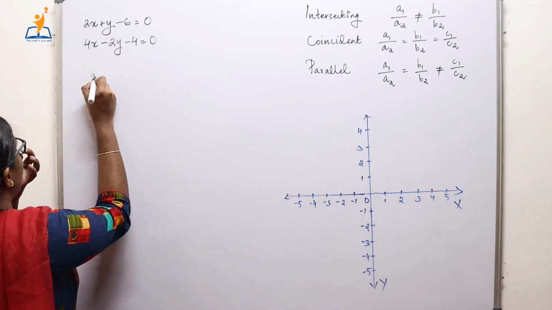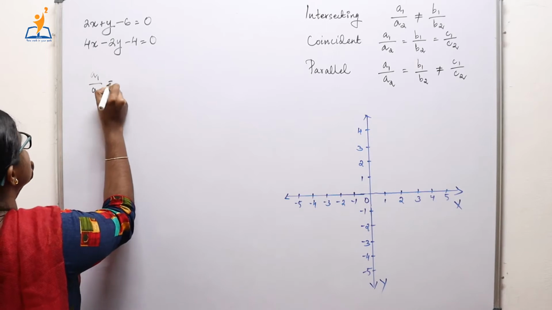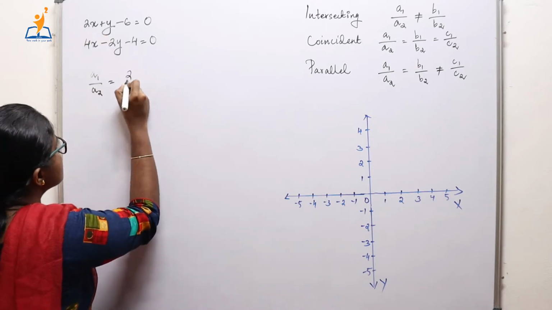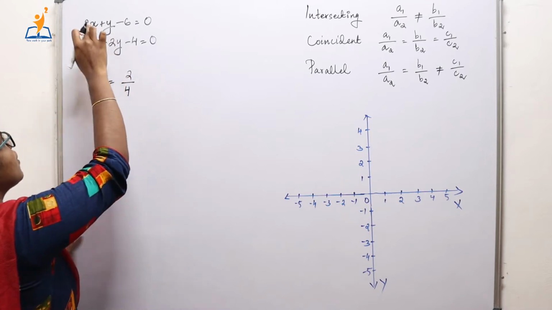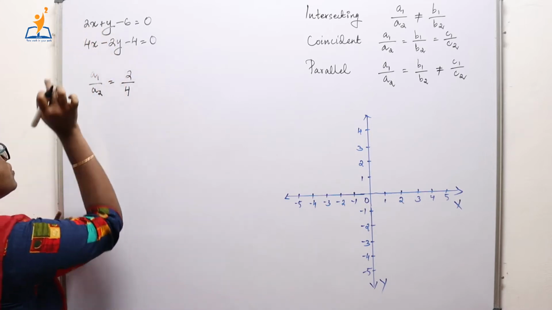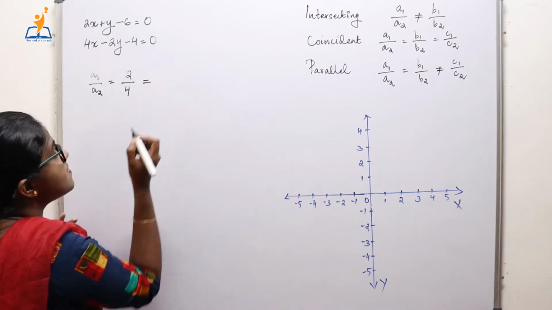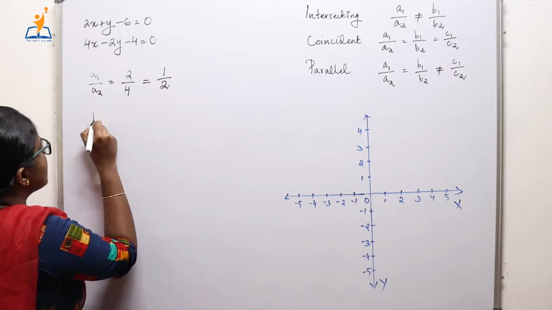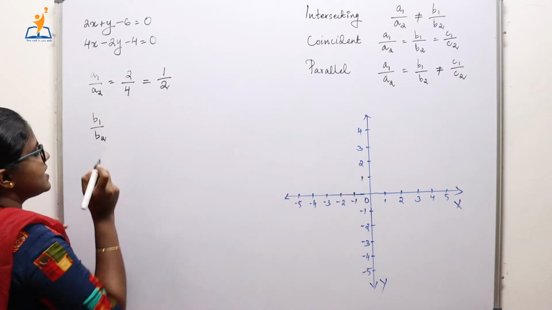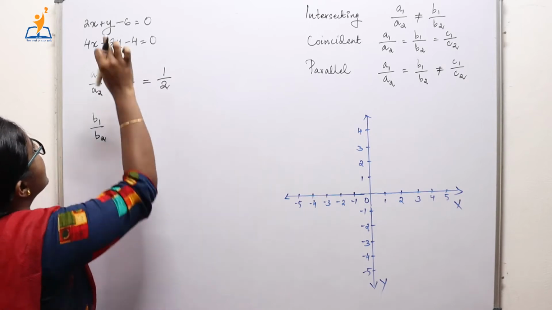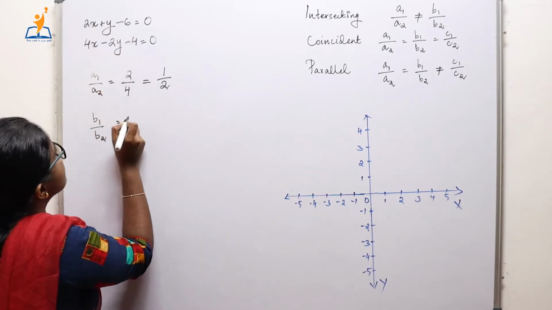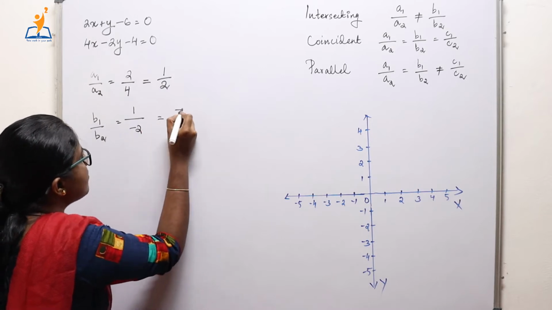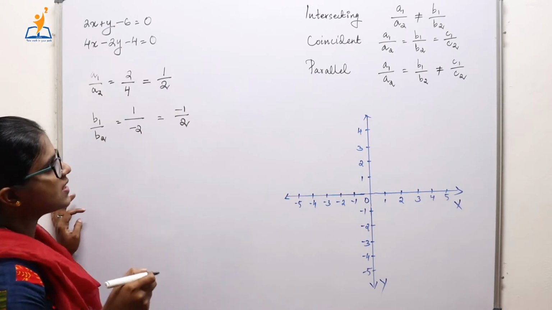First we have to find a1 by a2, that is the ratio of coefficients of x, that is here it is 2 by 4 because here the coefficient of x is 2 and here the coefficient of x is 4, and in simplified form the ratio will become 1 by 2. Now we will go for b1 by b2, that is the ratio of coefficients of y. Here the coefficient of y is nothing but 1 and here it is minus 2, and in simplified form we have minus 1 by 2 as the ratio.